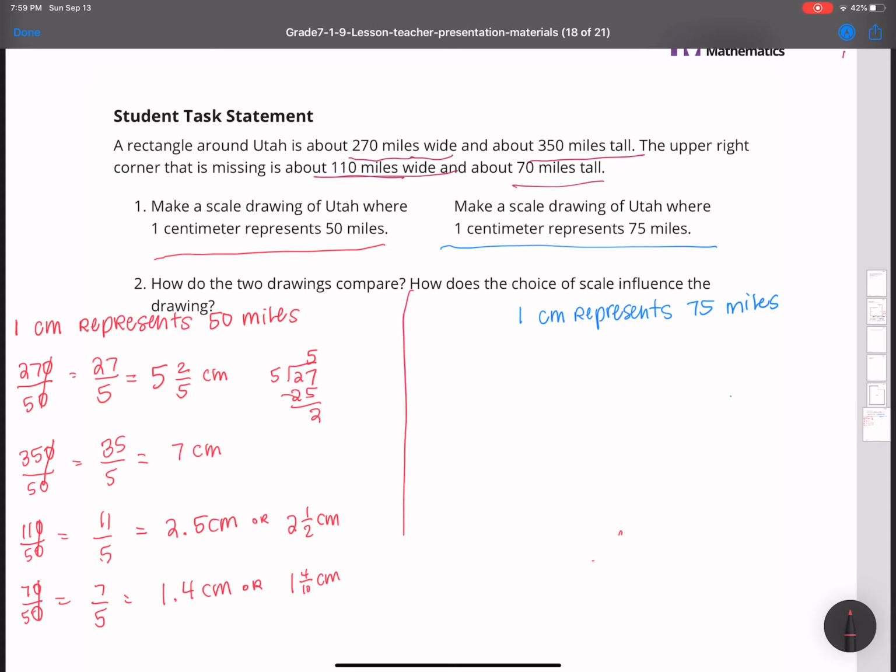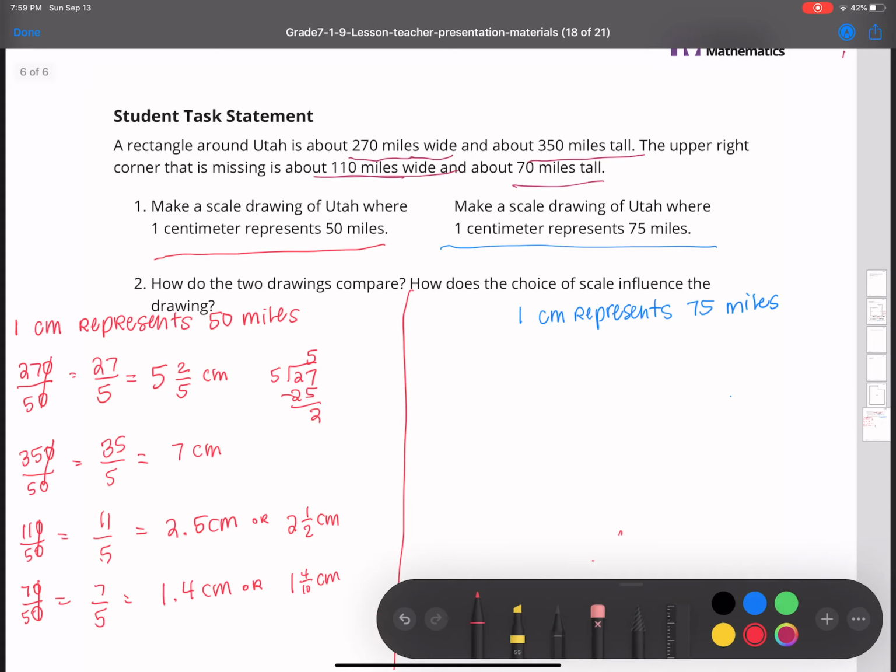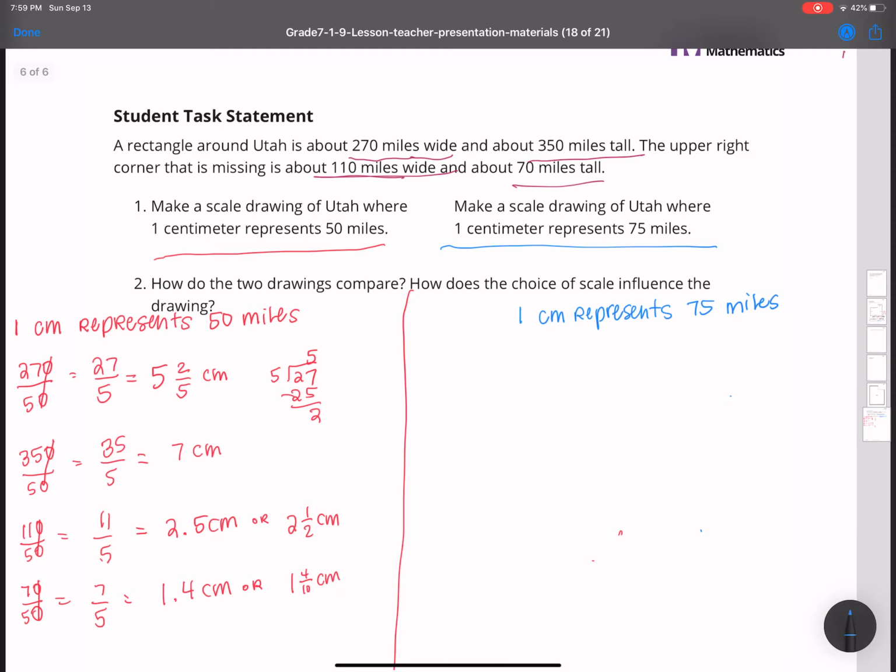Okay? So now for the next one, I want to do the same thing. I want to divide 270 by 75, 350 divided by 75, 110 divided by 75, and 70 divided by 75.